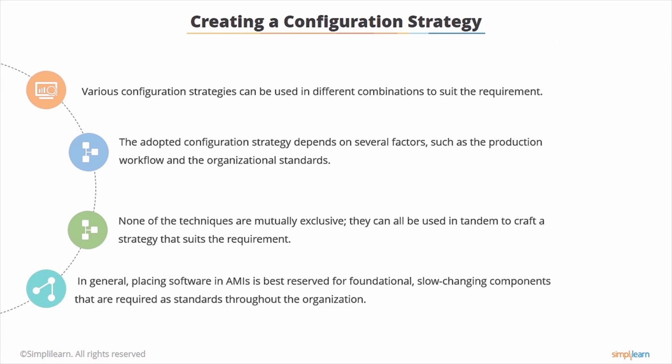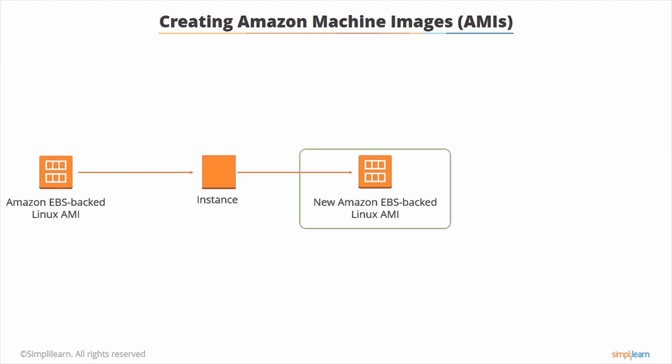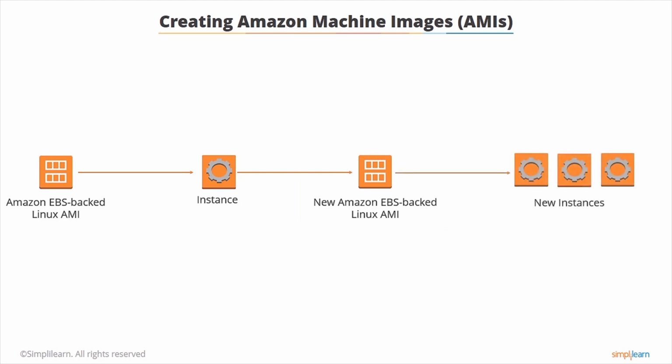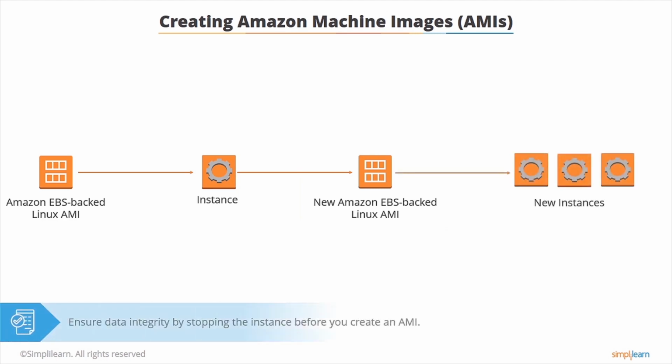To create an Amazon EBS-Backed Linux AMI, start from an instance you've launched from an existing Amazon EBS-Backed Linux AMI. After you've customized the instance to suit your needs, create and register a new AMI, which you can use to launch new instances with these customizations. Ensure data integrity by stopping the instance before you create an AMI, then create the image. When you create an Amazon EBS-Backed AMI, it's automatically registered for you.